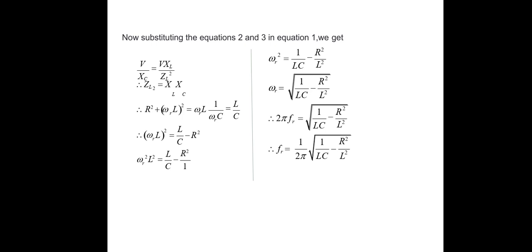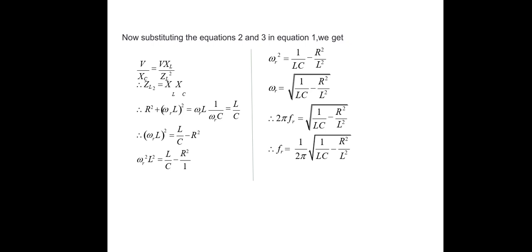So how do we get the result? Omega L whole squared is equivalent to L by C minus R squared. Now omega squared into L squared is equal to L by C minus R squared. Again omega squared is equivalent to the division by L squared, that is 1 by LC minus R squared by L squared. Now taking the root, omega is equal to the square root of 1 by LC minus R squared by L squared.